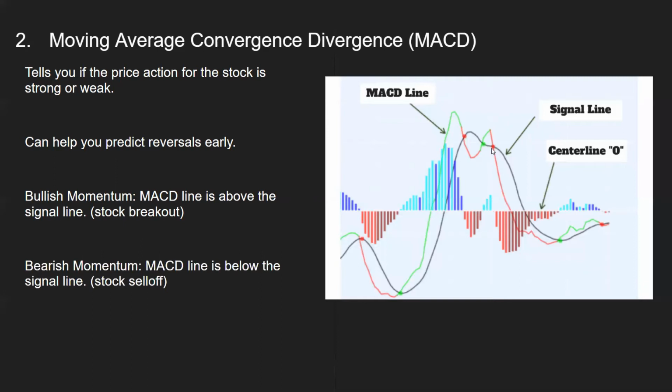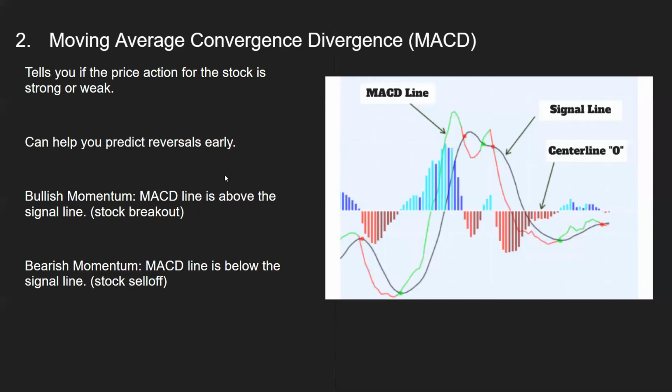So notice that when the MACD line falls below the signal line, this is all bearish momentum downward. This is a sell-off, and the sell-off ends again when the MACD touches the signal line again and then it's back above it. And then right here again, it just crosses below it. So yeah, that's how the MACD works. I love using the MACD.